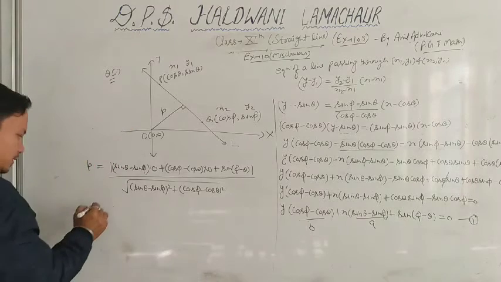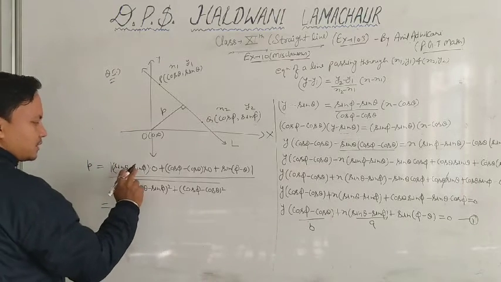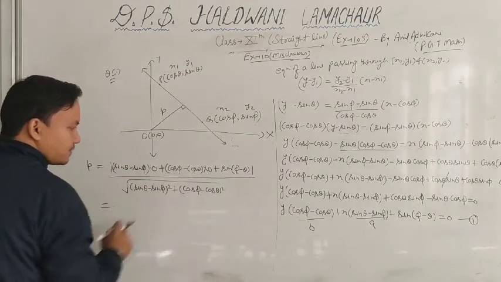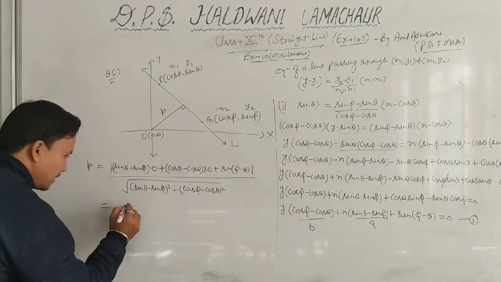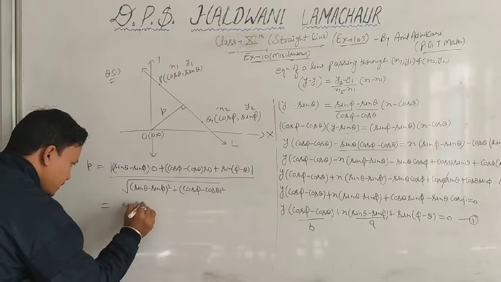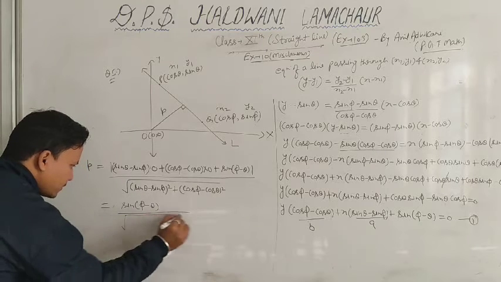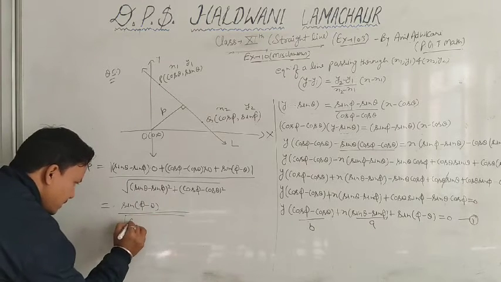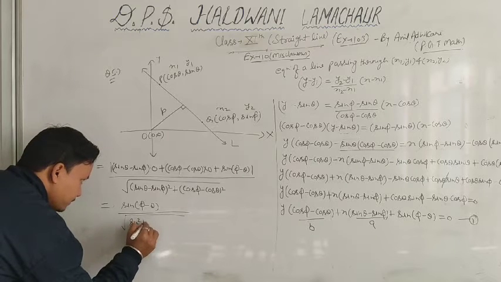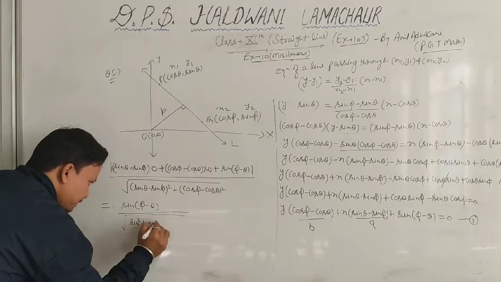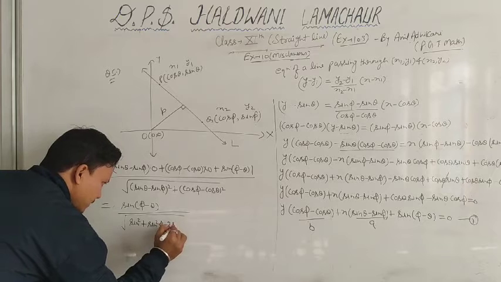Now find the value. This will become 0, this will become 0. So from the numerator we get sin (phi minus theta), and in the denominator we have to solve this. Open the square: this will become sin square theta plus sin square phi minus 2 times sin theta sin phi.